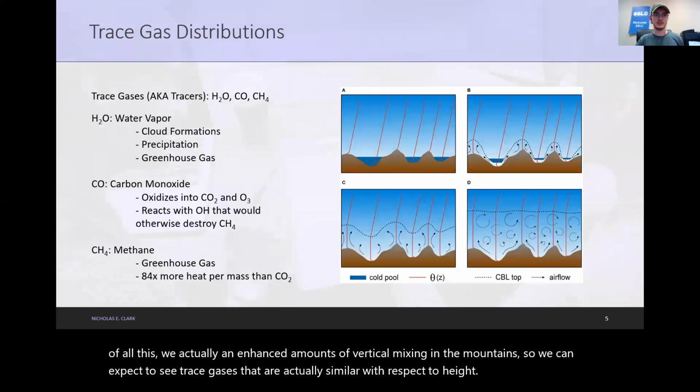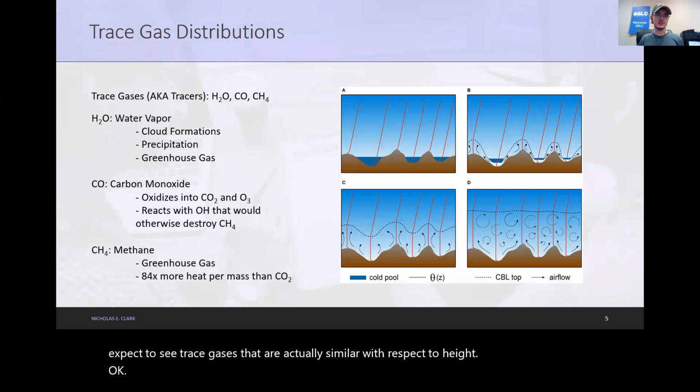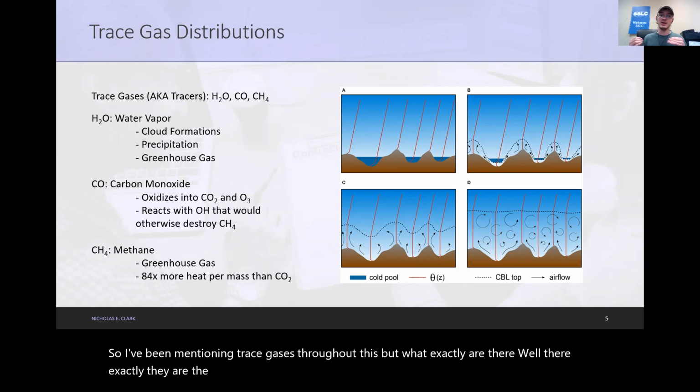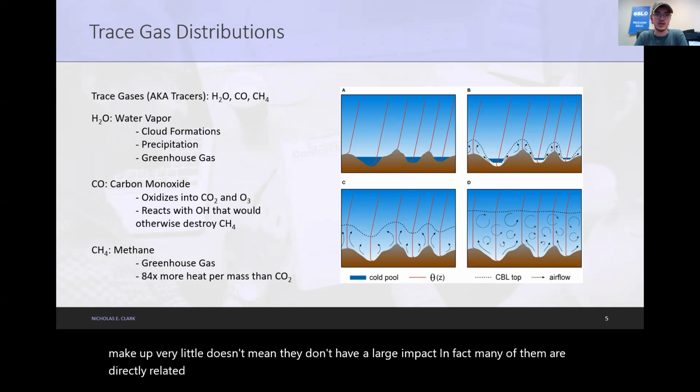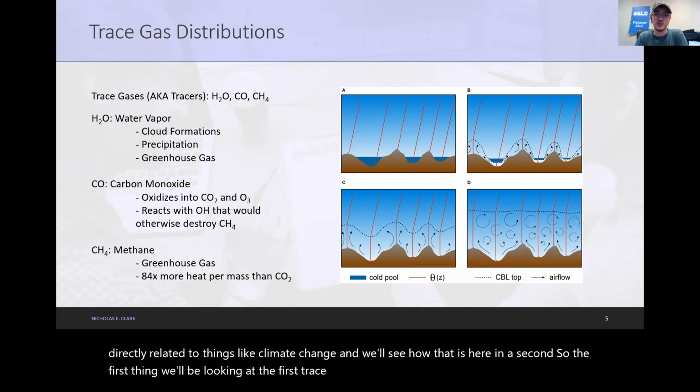Okay. So I've been mentioning trace gases throughout this, but what exactly are they? Well, they are the gases that make up less than 1% of our atmosphere. And just because they make up very little doesn't mean they don't have a large impact. In fact, many of them are directly related to things like climate change, and we'll see how that is here in a second. So the first thing we'll be looking at, the first trace gas or tracer, is water vapor.